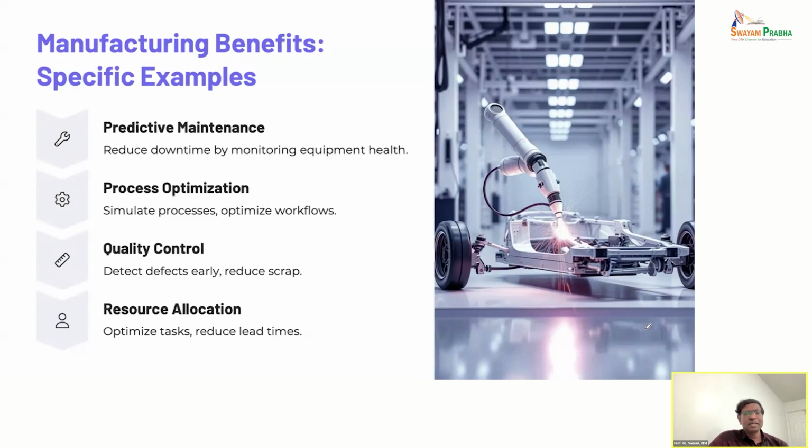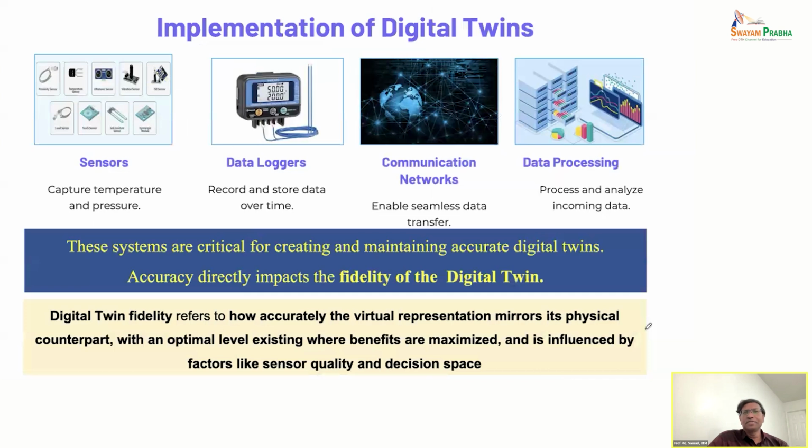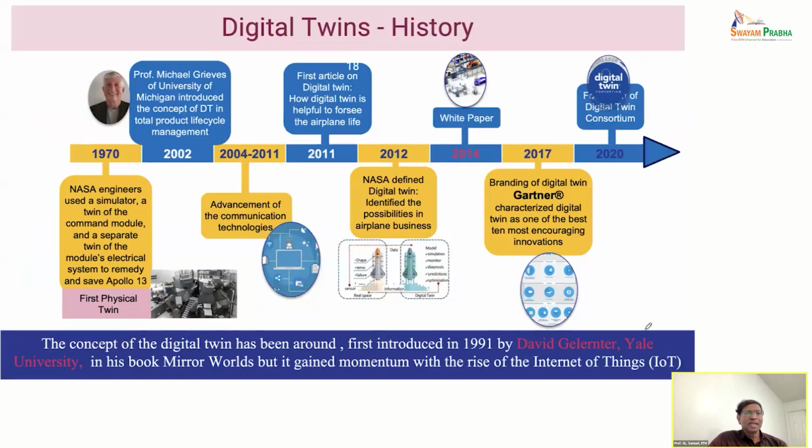And obviously we have several advantages of using them. So for implementation of these digital twins, we need sensors, data loggers, computers, communication networks, and then data processing. So all these things will be an integral part. So any question?